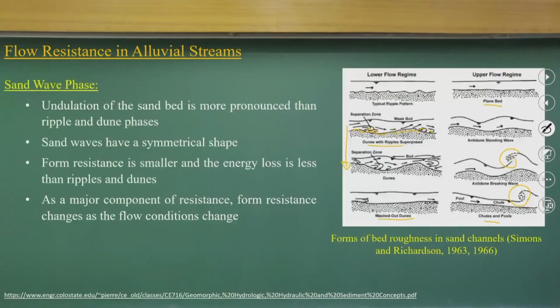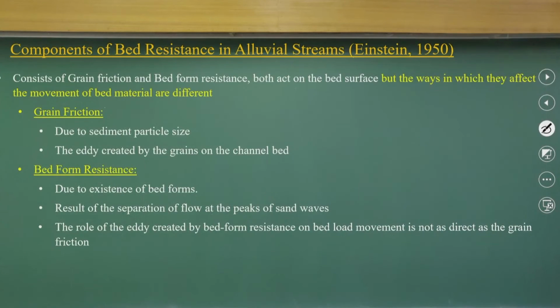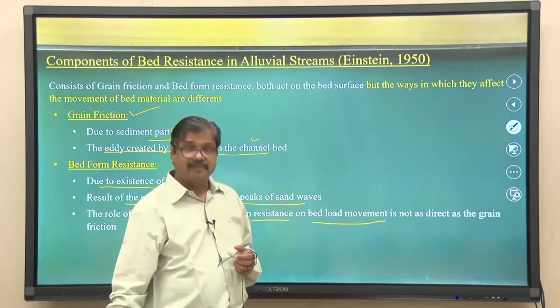Now, next, there will be grain friction, which is because of the particle size, and the eddies are created by the grains on the channel bed. Then there is bed form resistance due to the existence of bed forms, where the result is separation of flow at the peak of the sand waves. The eddies created by bed form resistance and bed load movement are not as direct as grain friction; try to understand that.